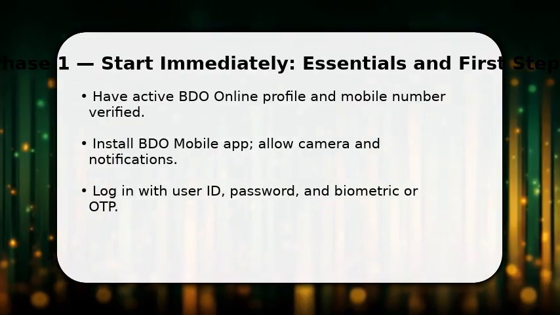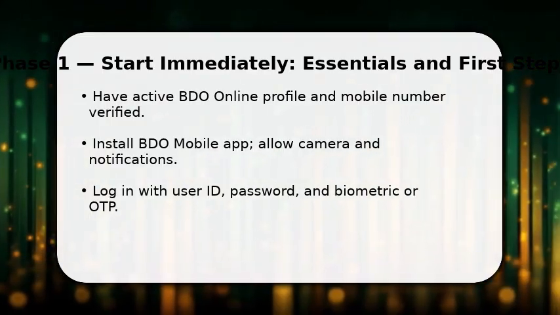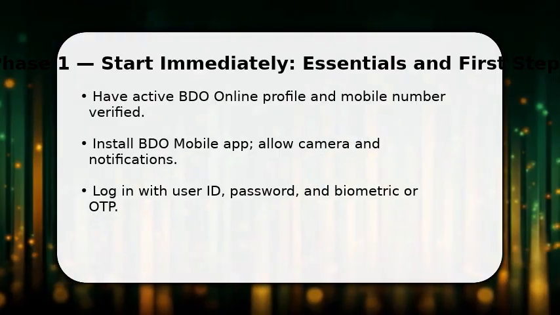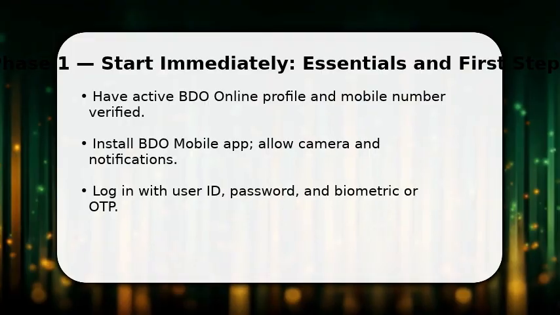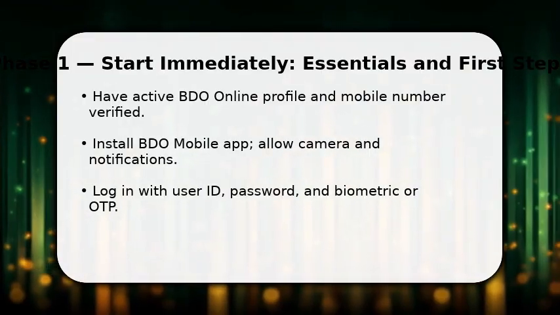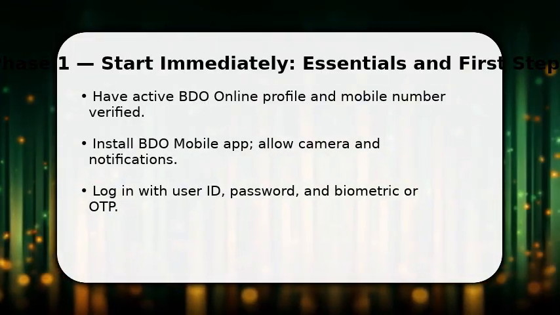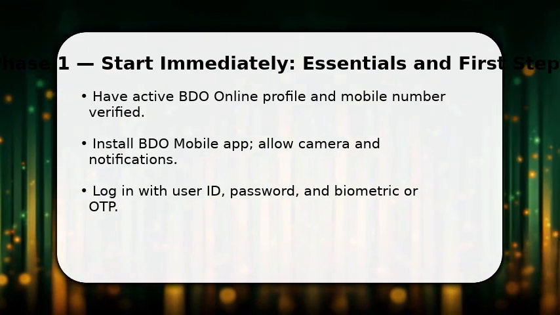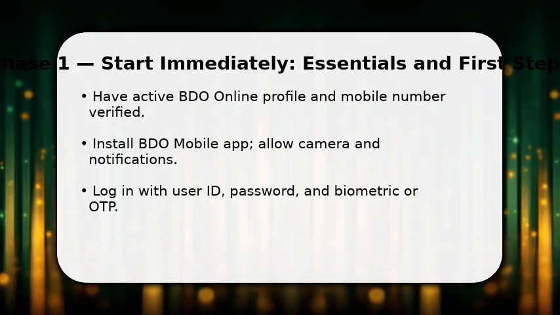Tap the main menu and select the QR or receive option to begin. Do this now. It prevents interruptions later. If prompted, authenticate again with biometrics or the OTP. This confirms it's really you and authorizes payment tools.